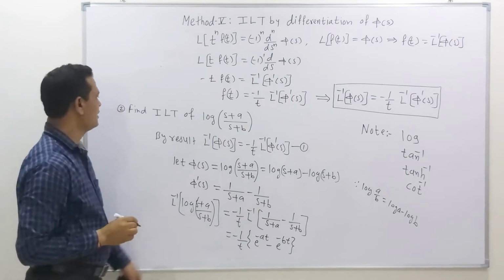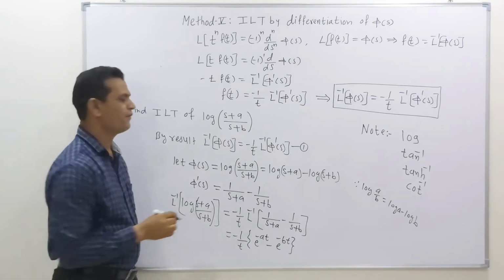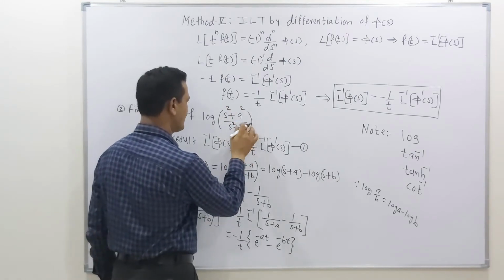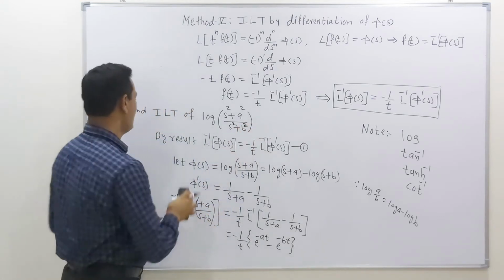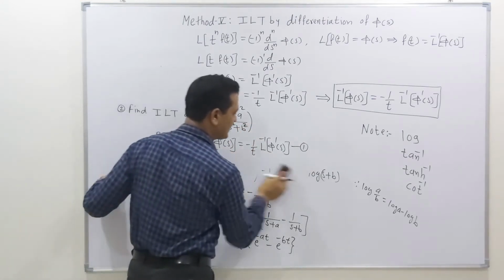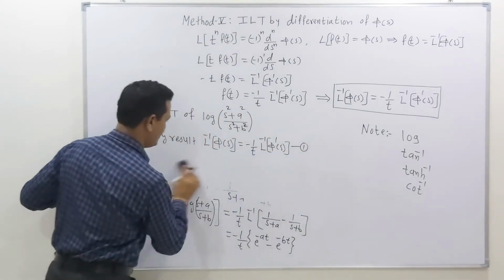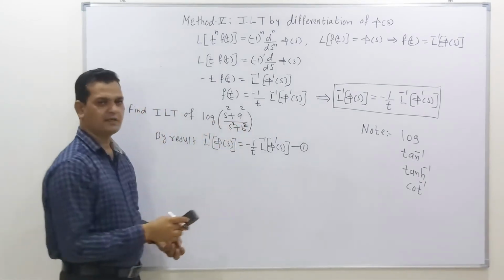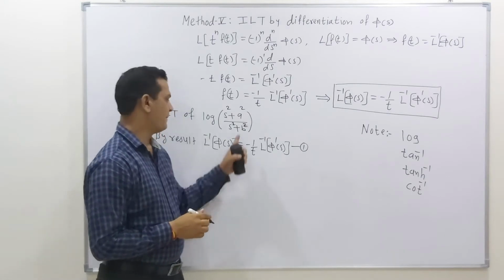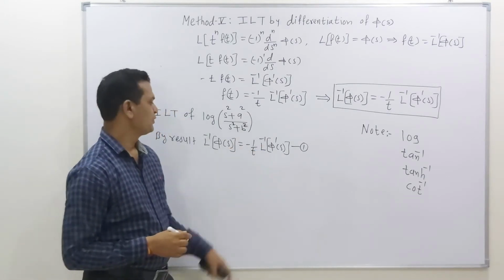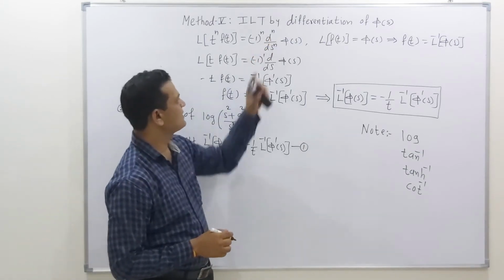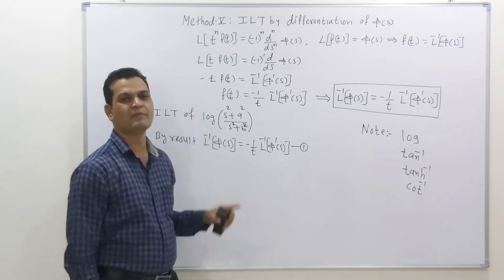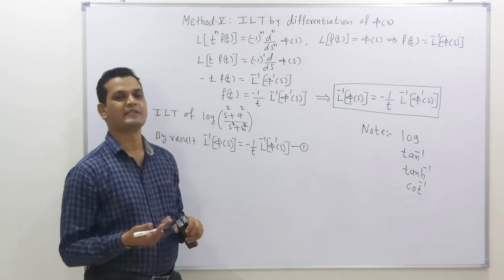Example number 2. Find the inverse Laplace transformation of log of (s square plus a square) upon (s square plus b square). So according to the result, the standard form is given. By the result, the inverse Laplace transformation of phi of s is equal to minus 1 upon t times the inverse Laplace transformation of phi dash of s. So we are using the concept of differentiation of phi of s for finding the inverse Laplace transformation, because a log term is available and our interest is to find the inverse Laplace transformation.